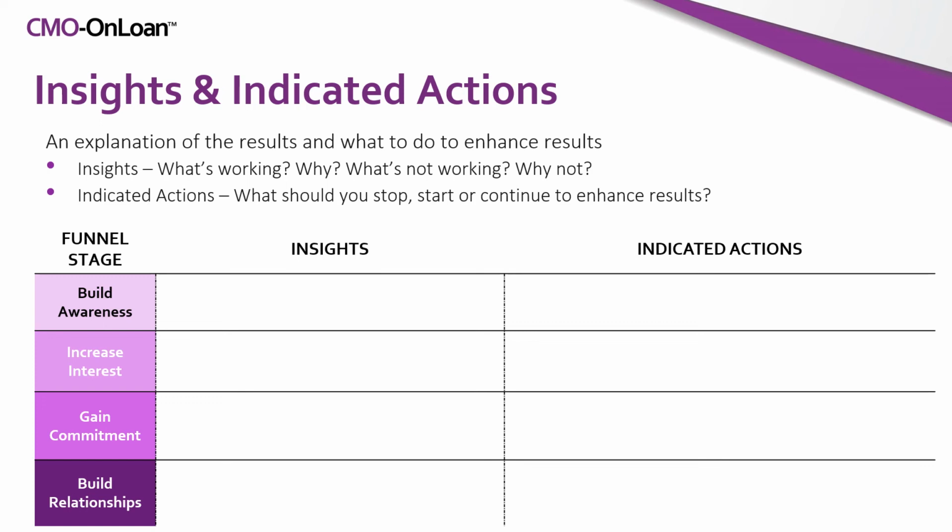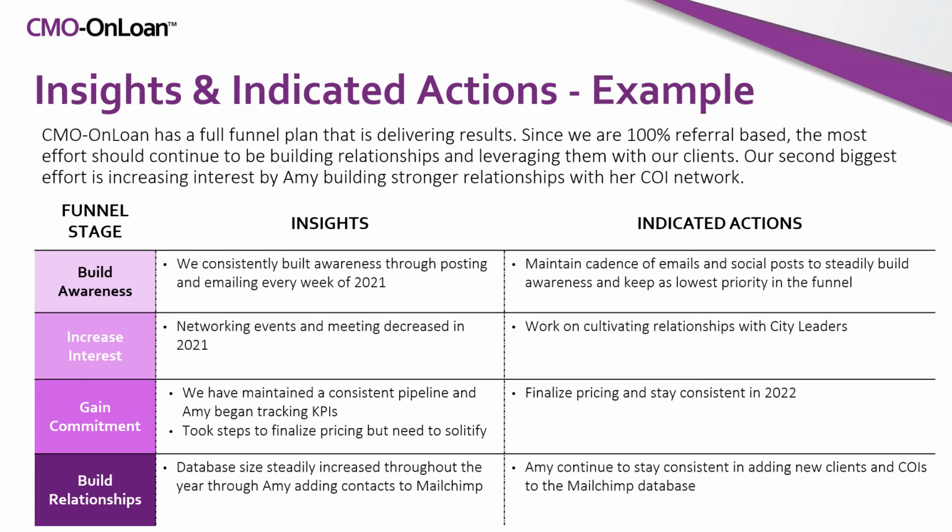So this is just a simple chart, again, by funnel stage. And we have an overall statement, which you'll see in our example, with insights: what's working, why, what's not working, why not. And then the indicated actions are what you should stop, start, or continue to enhance results. So here's our example for CMO-OnLoan. We have a summary statement that talks about a full funnel plan. We are 100% referral based. The most effort should continue to be building relationships and leveraging with our clients.